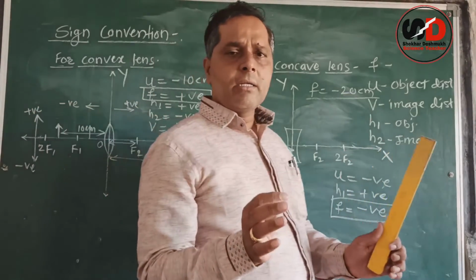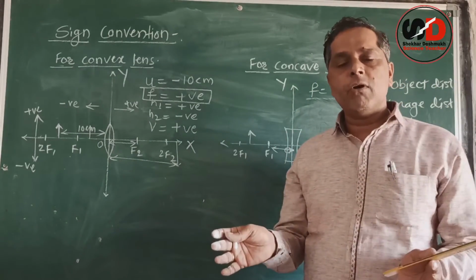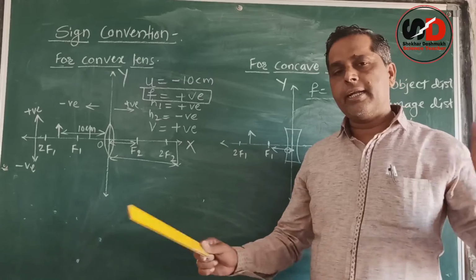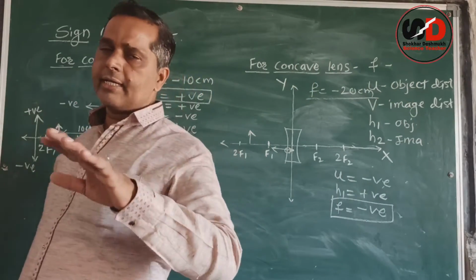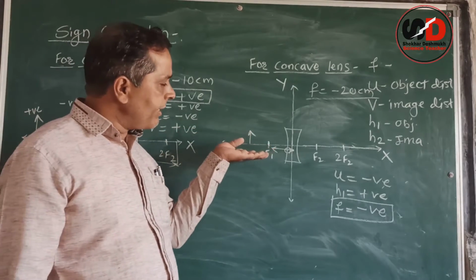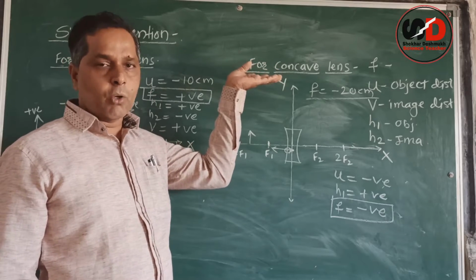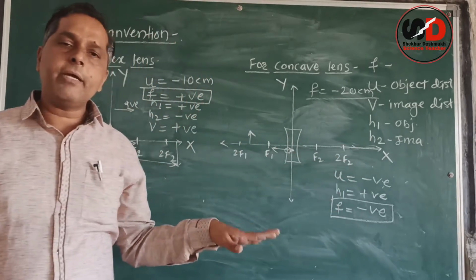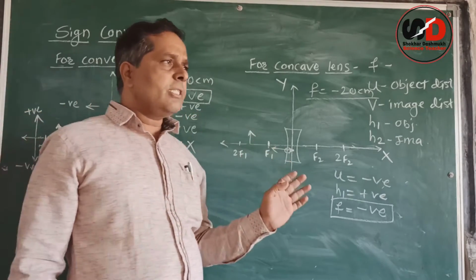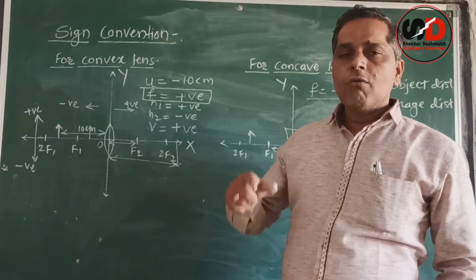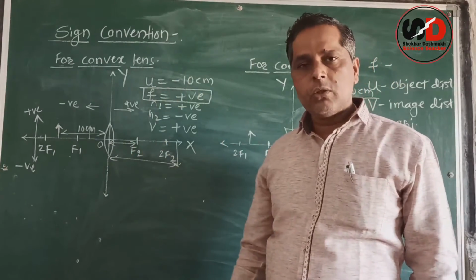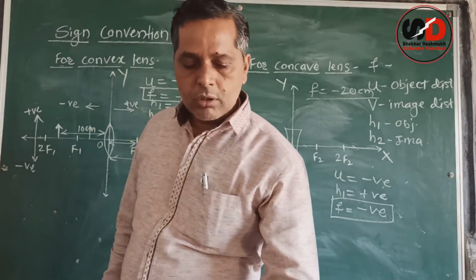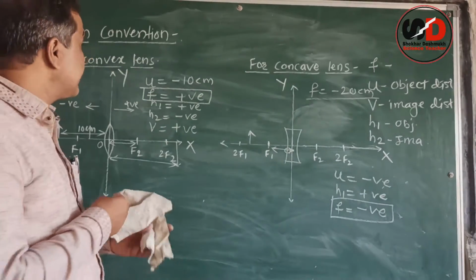So just keep in mind, take the optical center O as the origin of the coordinate system. All the distances to the left of the lens are taken as negative. All the distances to the right of the lens are taken as positive. All the distances perpendicular to the principal axis and above the principal axis are positive. All the distances below the principal axis and perpendicular to it are taken to be negative. So this is nothing but Cartesian sign conventions. The focal length of a convex lens is always positive and the focal length of a concave lens is always negative. So this is about Cartesian sign conventions for lenses.